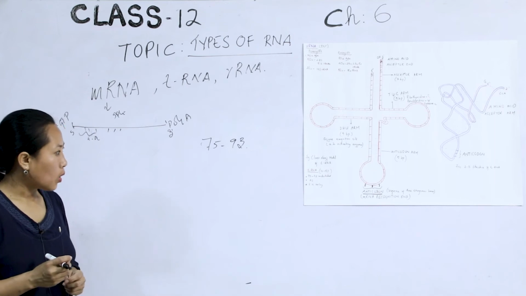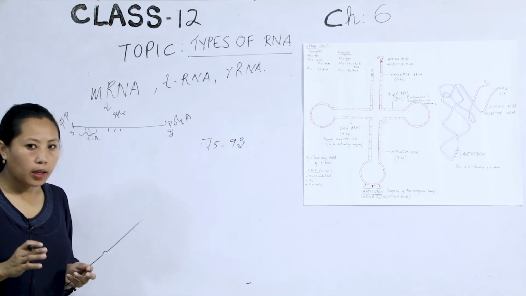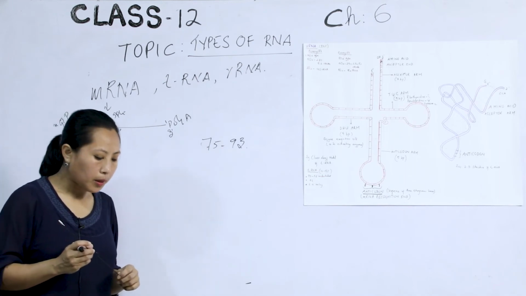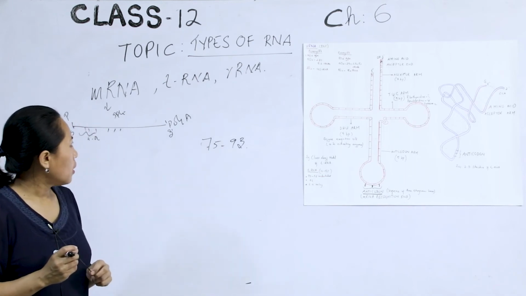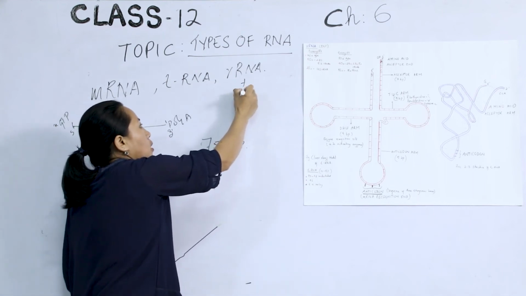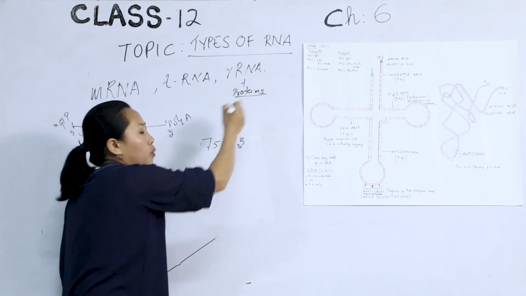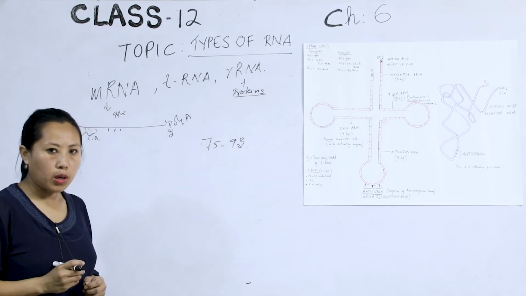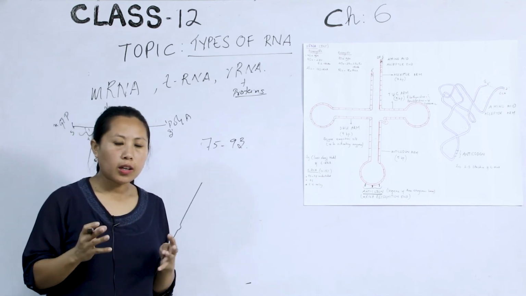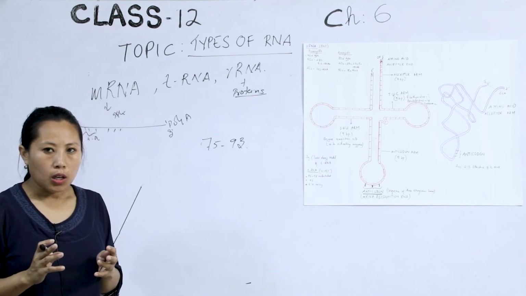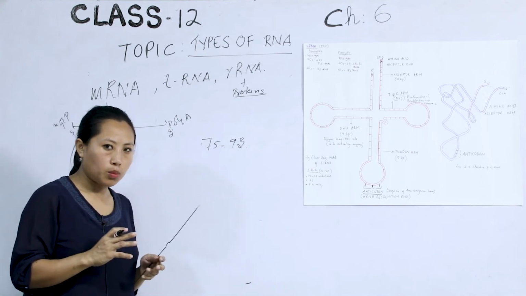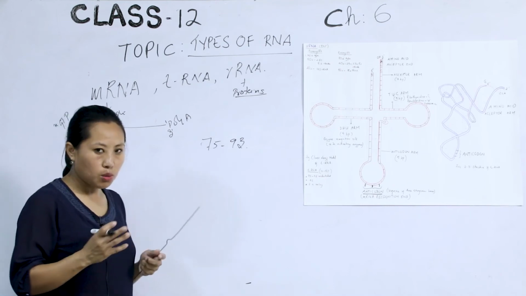Okay, so the next RNA is the ribosomal RNA. This ribosomal RNA together with proteins forms the structural components of the ribosomes. You have an idea about the structure of ribosomes. It consists of 2 subunits, a larger subunit and a smaller subunit. And these ribosomes are the sites of protein synthesis.